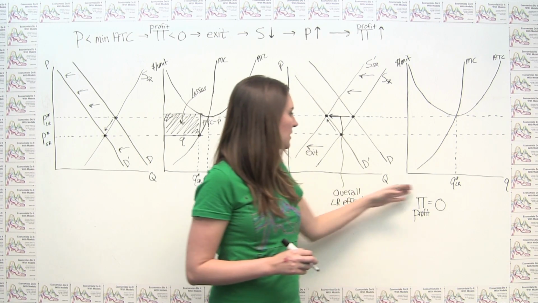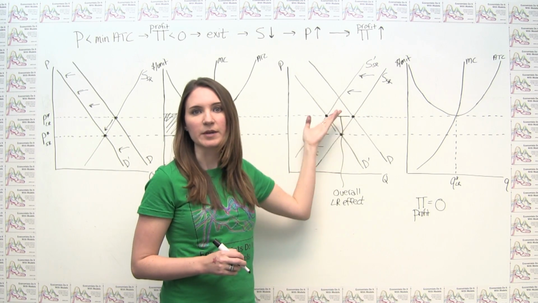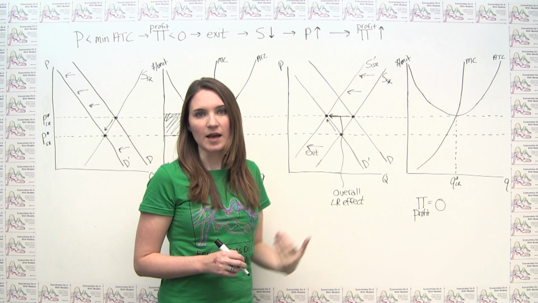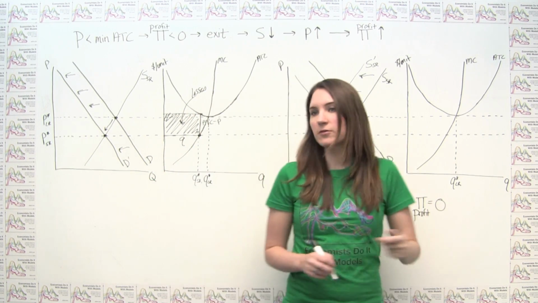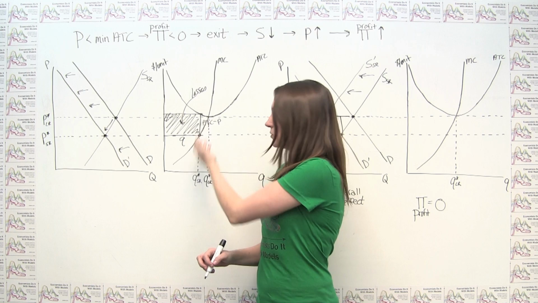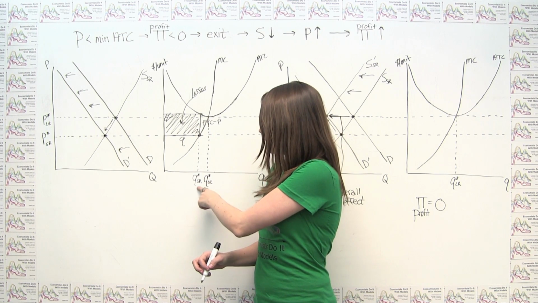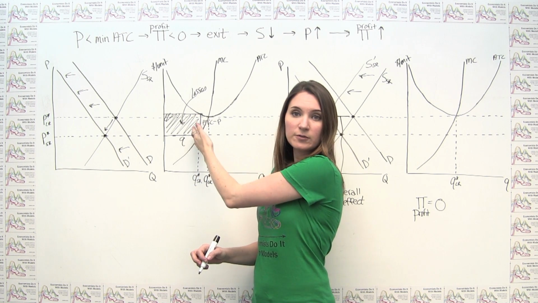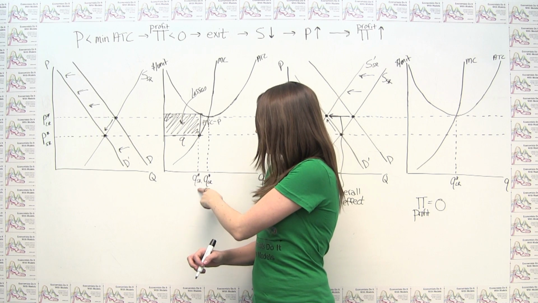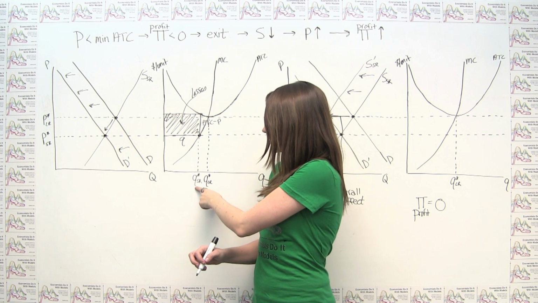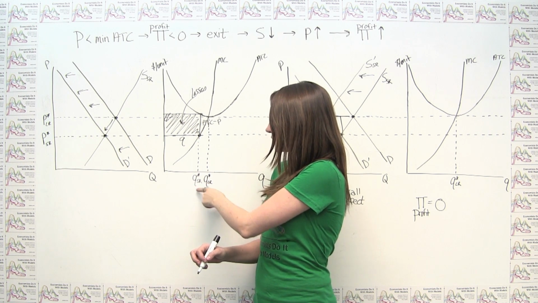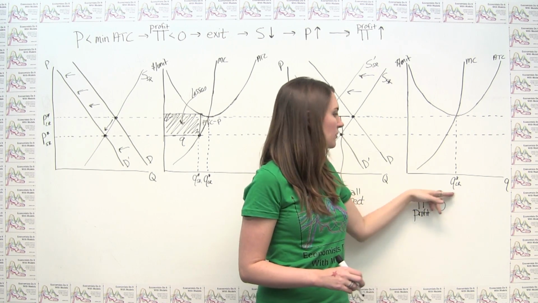Furthermore, we can say as this adjustment process is happening, as this exit is happening, the individual firms are responding to the increase in the price both by having fewer losses, thankfully, but also by increasing their production quantity back from the short-run quantity to the long-run quantity.